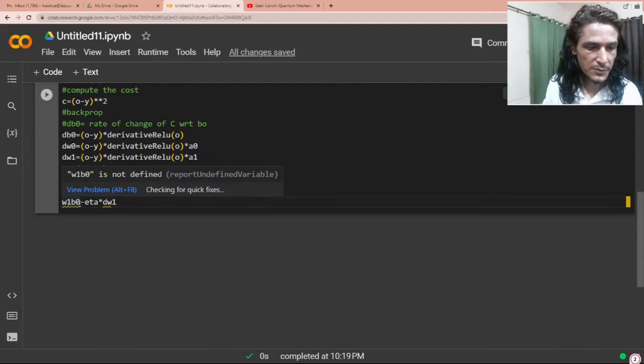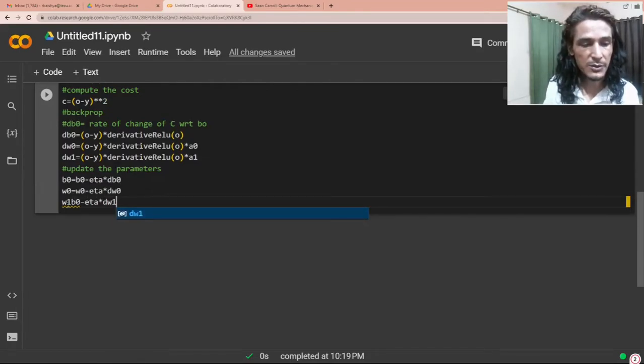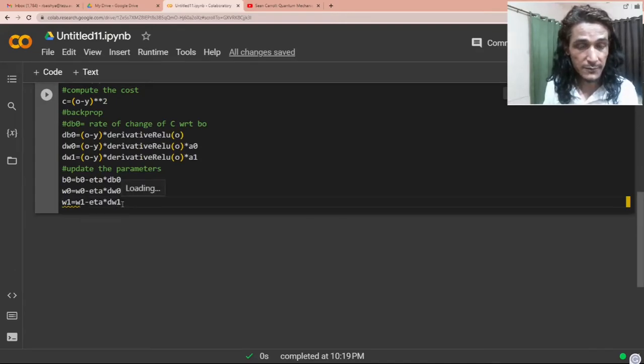We want to subtract: b0 equals b0 minus eta into db0, w0 equals w0 minus eta into dw0, w1 is equal to w1, whatever the previous weight was, minus eta into the rate of change of the cost function with respect to w1. This one. Okay, done. Now we have updated the weights.